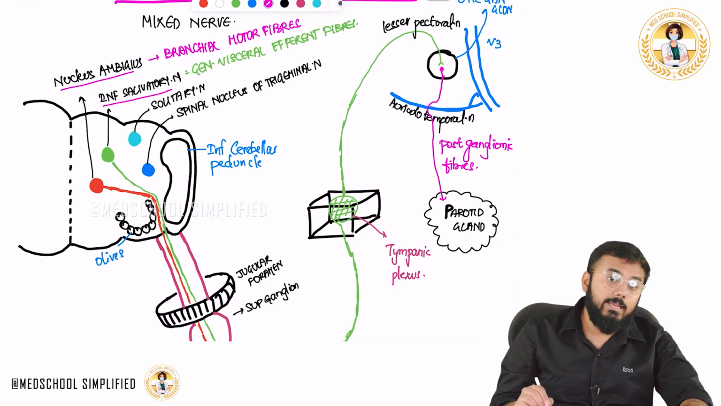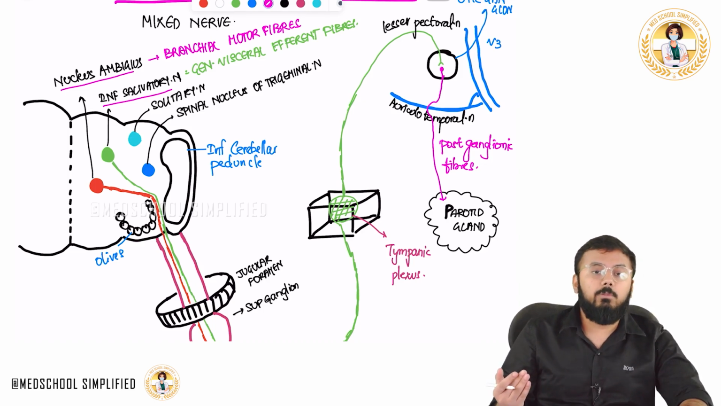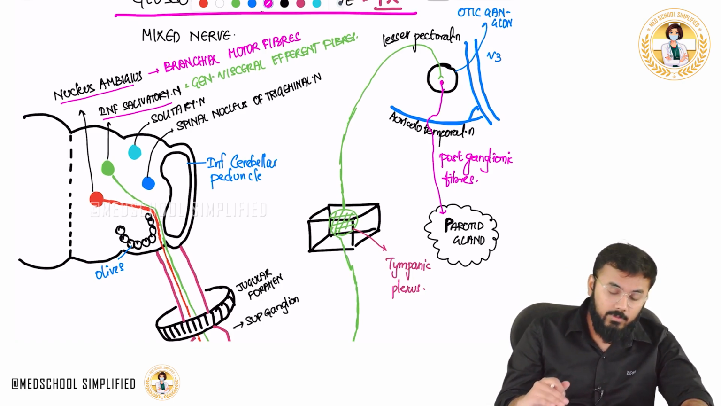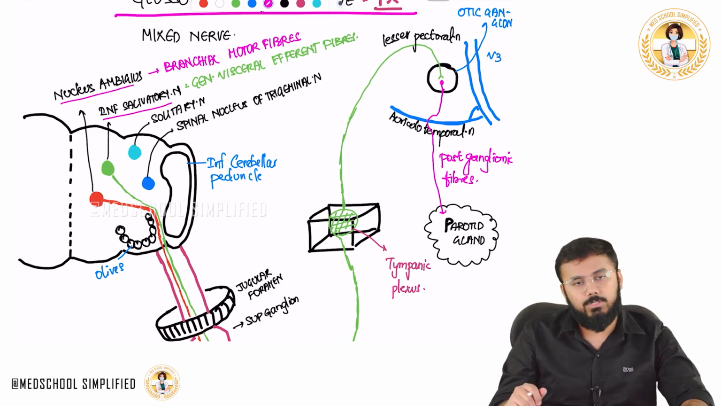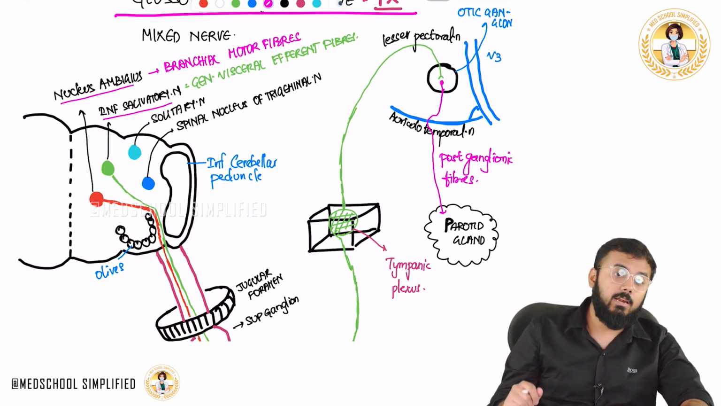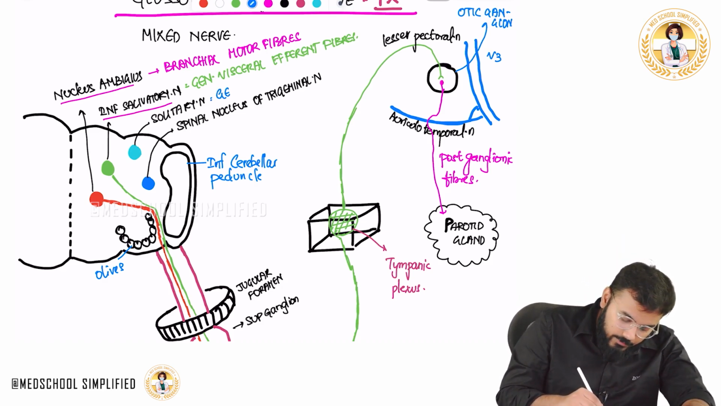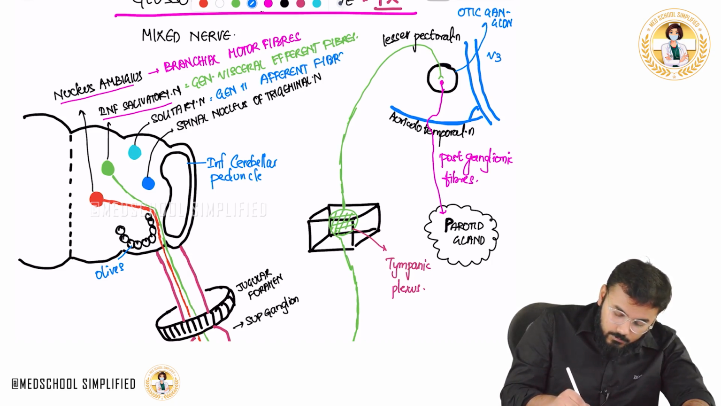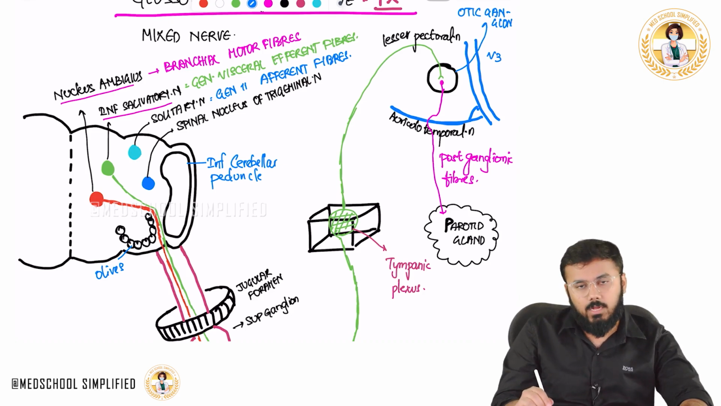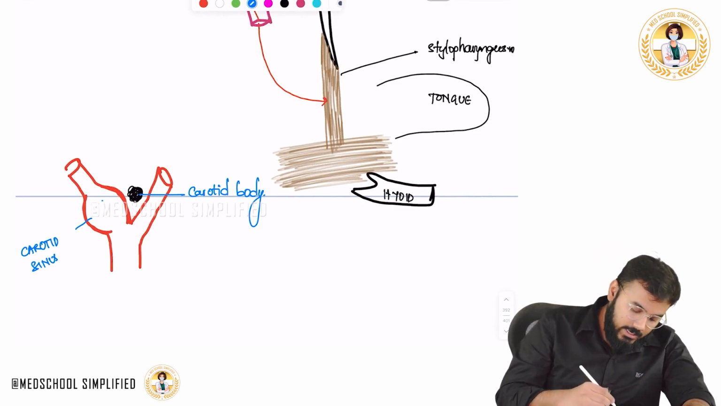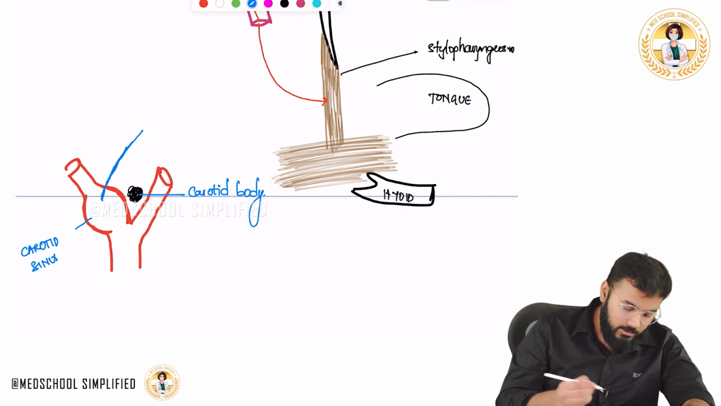Now what is this solitary nucleus? From this solitary nucleus, what fibers will come out? These fibers are called general visceral afferent fibers, not efferent this time. So from the solitary nucleus, the fibers which come out are general visceral afferent fibers. Now, from where are these fibers taking the sensations? These fibers are taking the sensations from the carotid sinus.